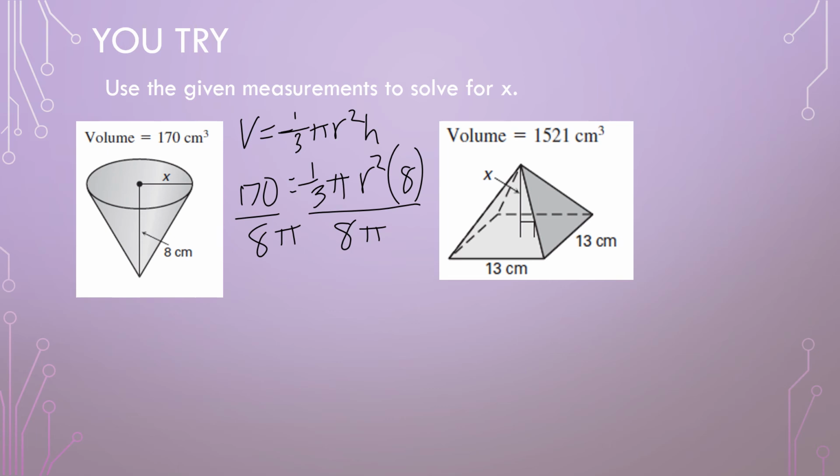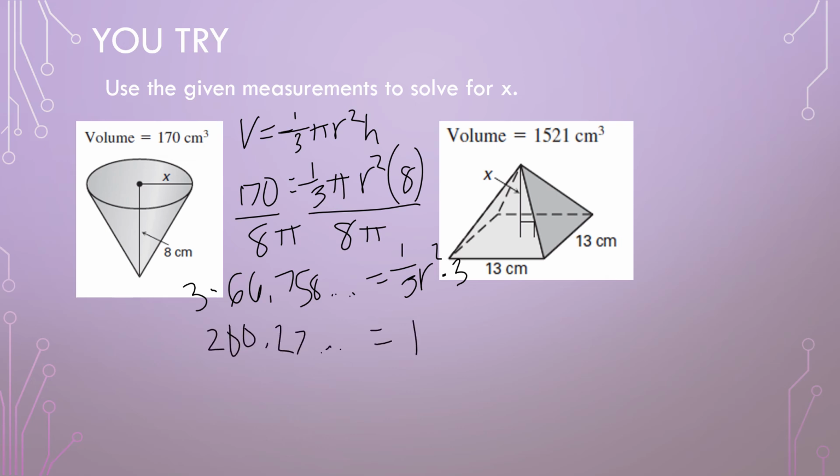170 divided by 8 pi. You leave that in your calculator, that answer, it's like 66.758, and obviously it keeps on going on. And then you'd have 1/3 times r squared. So to get rid of that fraction, you can multiply both sides by 3, and you'd get 200.27, and it keeps on going. Then take the square root of both sides, and this is where you can hit second square root and then hit second answer to get the radius of 14.15 centimeters.